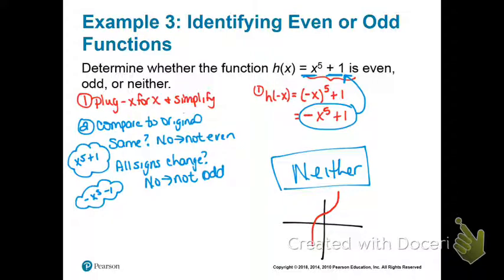Now if I'm still a little iffy though, I can try the reflection thing that I told you. Remember, you're going to take a piece of it, reflect it across the x-axis, and then reflect it across the y-axis. It does not lie totally on top of itself. Therefore, it is neither.